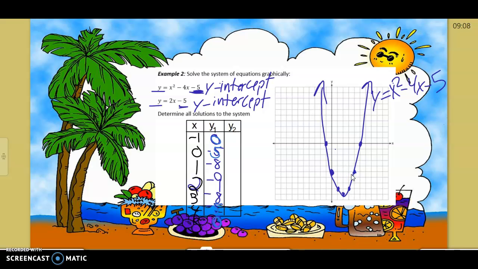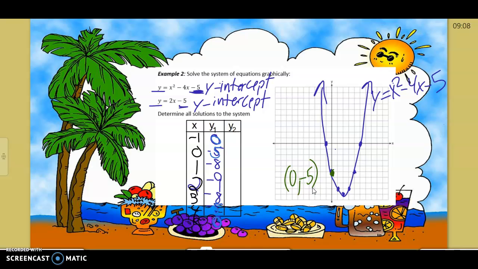Starting with the y-intercept. So going down 5, so it's -5. 1, 2, 3, 4, 5. There we go. And we've got our first solution, our first answer here. That is going to be 0, -5, because that's the point where they meet.